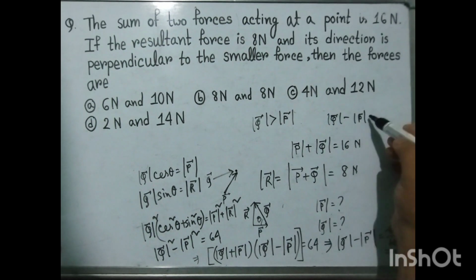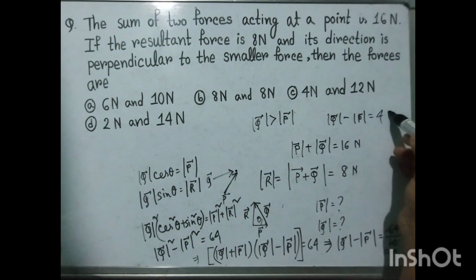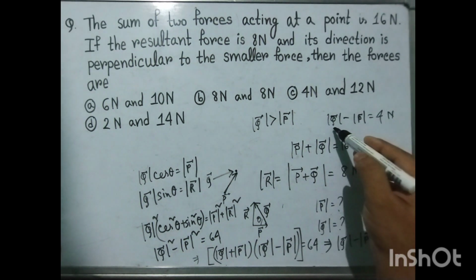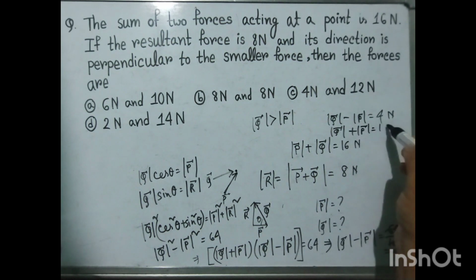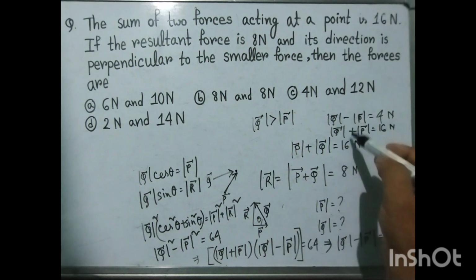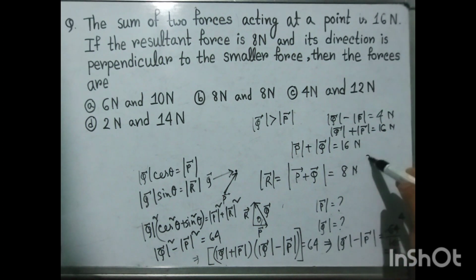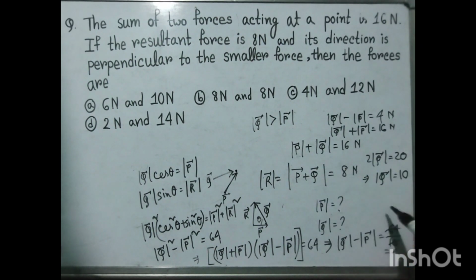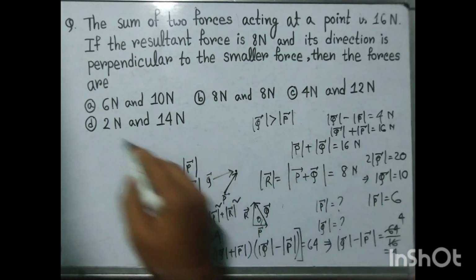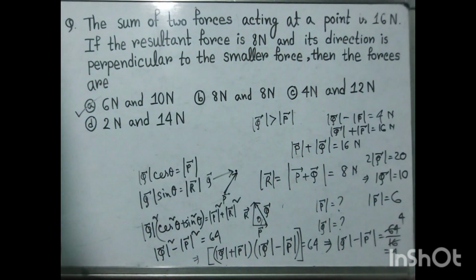So mod q minus mod p is 4 Newton, and mod q plus mod p is 16 Newton. If you add these two, you will get 2 into mod q is equal to 20. So from that, mod q is 10. If mod q is 10, then mod p will be 6. So 10 Newton and 6 Newton. So option A is the correct answer.